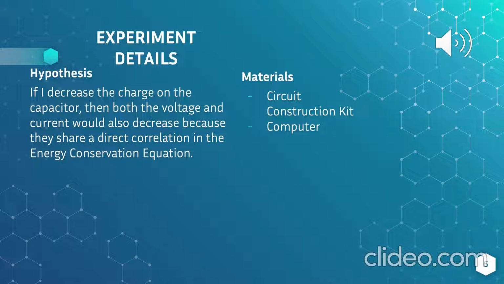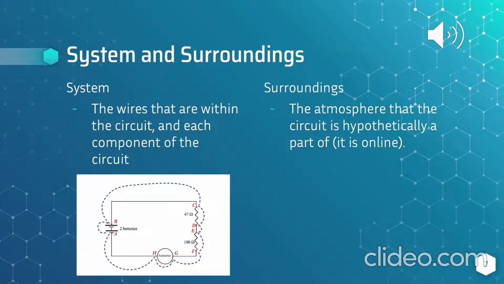This experiment was performed online, so all you need is a circuit construction which can be found online and a computer. The system is the wires that are within the circuit and each component of the circuit, and the surrounding is the atmosphere that the circuit is hypothetically a part of if it weren't performed online.